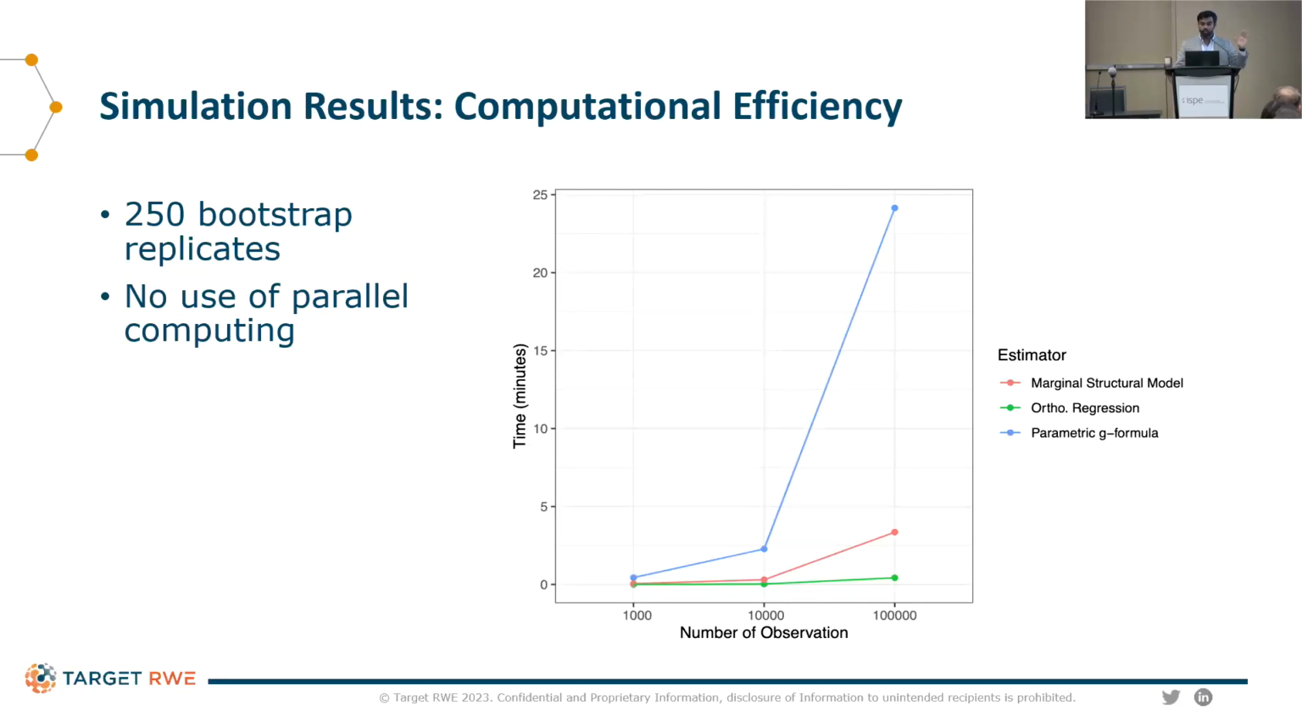And so you can see once we get out to 100,000 participants, the median computation time for the orthogonalized regression is on the order of seconds because all it requires is a couple linear regression model fits, so it's quite quick. For the marginal structural models, it takes about 3 minutes. That's because you have to fit a couple logistic regression models to get the weights before you can fit the marginal structural model. So it takes a little bit more time. And for the parametric G formula, it takes about 25 minutes because it requires that computationally expensive Monte Carlo simulation step.